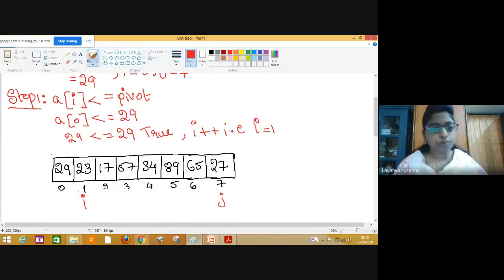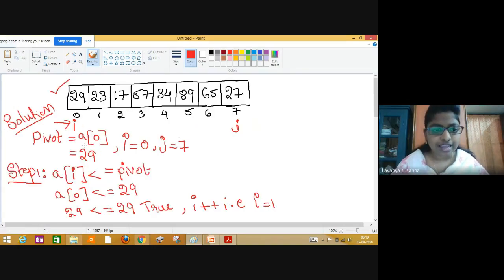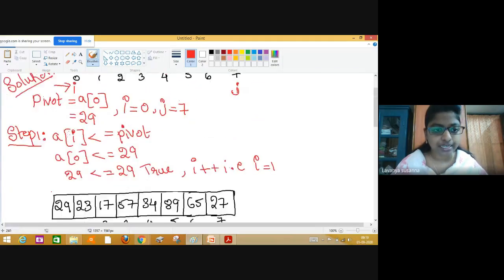I hope you understood. In step 1, always you need to compare the element which is pointed by I. Previously, I is pointing to 29. Compare this element 29 with pivot element. How to compare? It should be less than. A of I, A of 0, 29, right? 29 less than or equal to pivot. What is pivot? 29. Remember, pivot is always fixed. 29 less than or equal to 29 true.